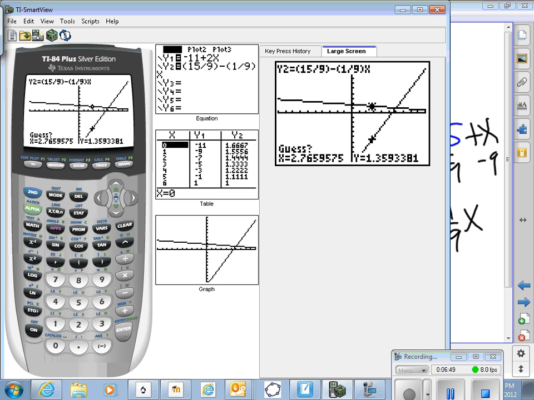Okay, where do you guess they intersect? Well, let's move over with the right arrow button. Somewhere close to 5.9 and 1. Enter. It says that is exactly at 6, 1. So we've solved that system of equations with a calculator.